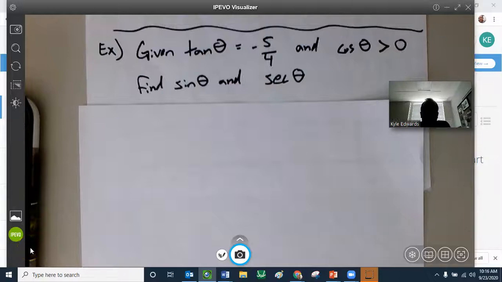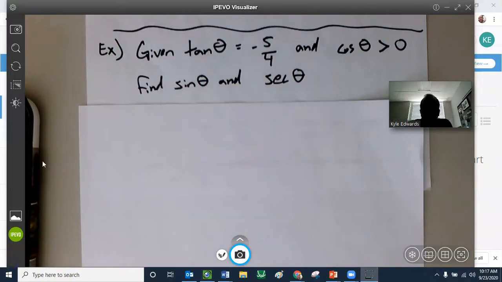All right, let's put this to the test. Here's an example. Given that the tangent of theta, some angle, is negative 5/4, and the cosine of that same angle is greater than 0, or positive, I want you to figure out what the sine of theta is and what the secant of theta is. Okay?